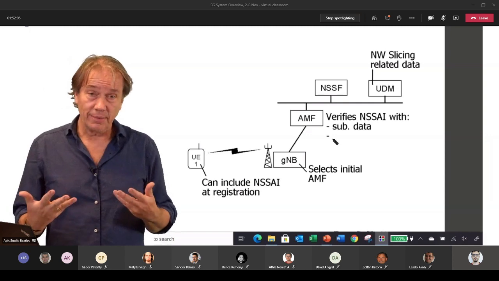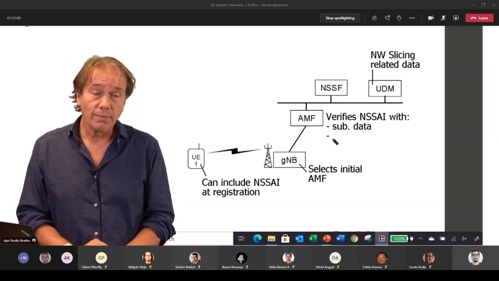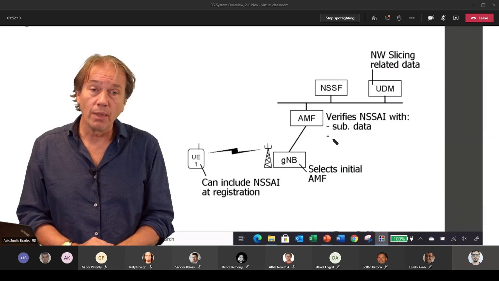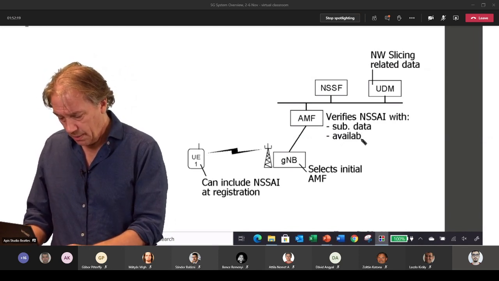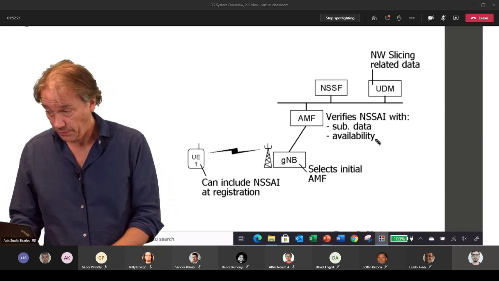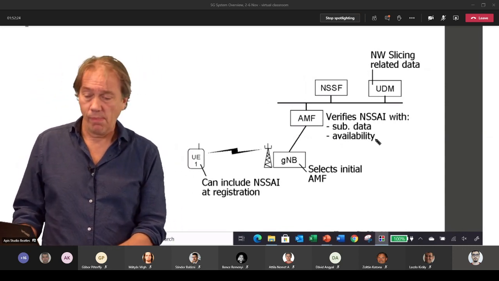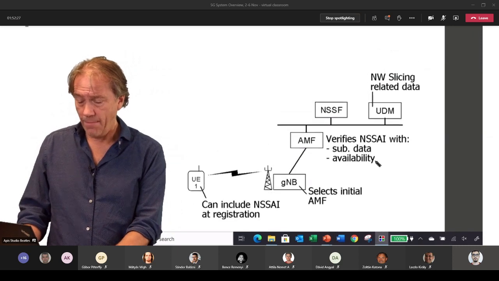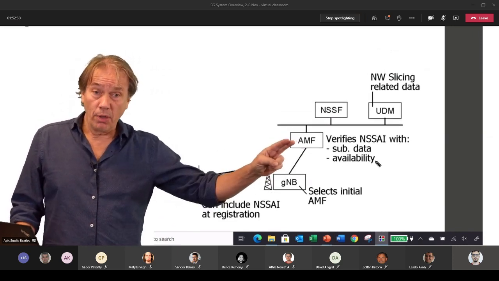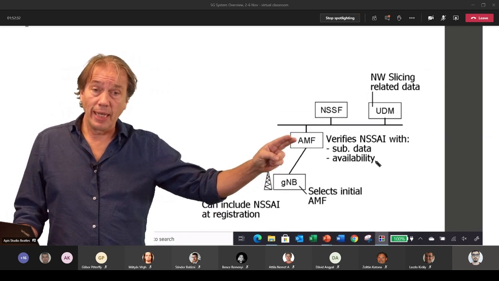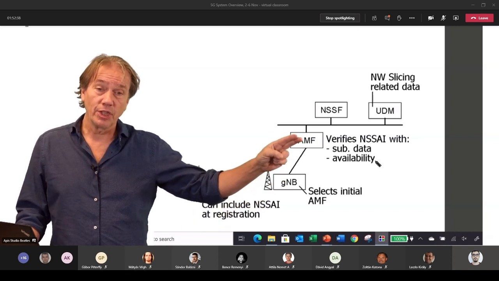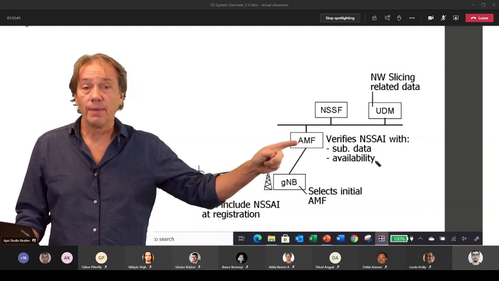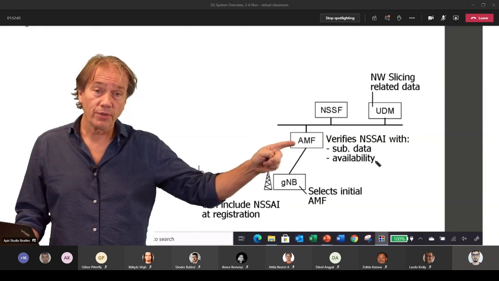So is this slice type available? Availability. And is the AMF part of the selected slice instance? Remember, the gNodeB makes an initial selection, but maybe the AMF doesn't belong to that slice instance.